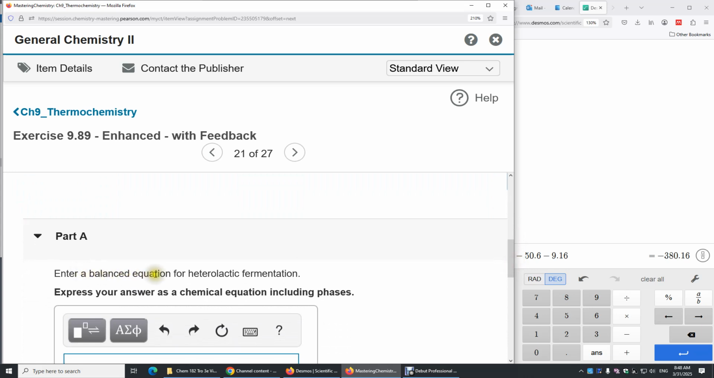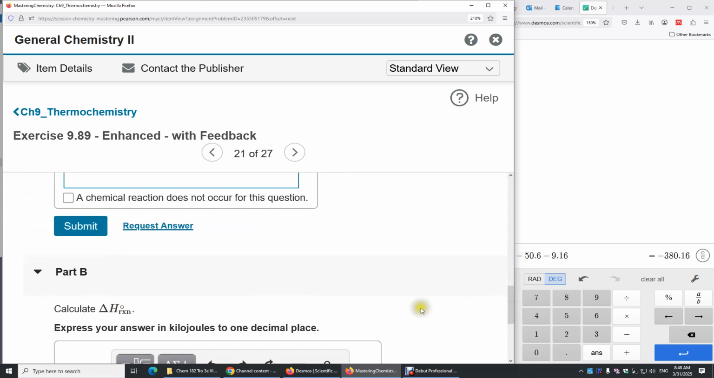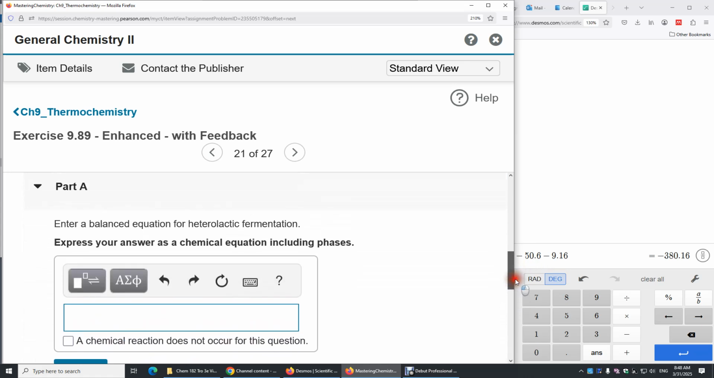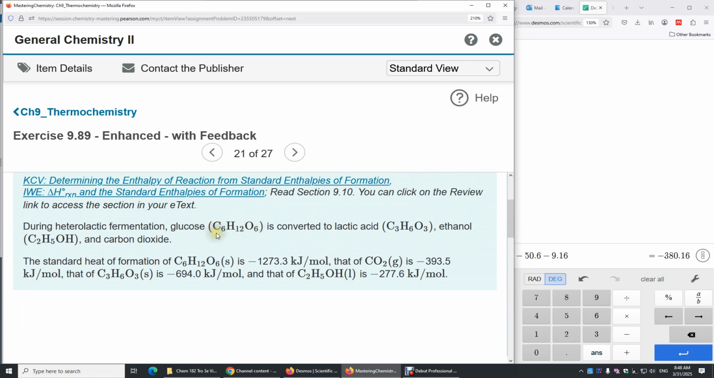Enter a balanced equation for heterolactic fermentation of glucose, and then part B, calculate the standard enthalpy of reaction. So first, part A, how do we write out the balanced chemical equation? We have 1 reactant, 3 products. So we'll just write out the reactants and the products on the 2 sides of the reaction, specify the phases, solid, gas, solid, and liquid here, and then balance the equation.